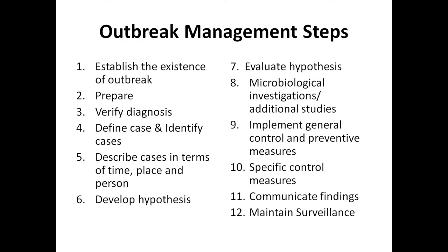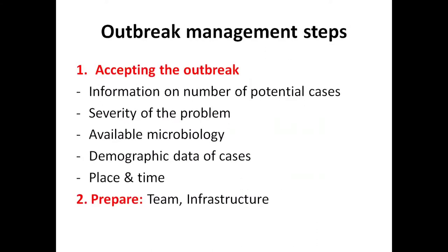So first is establishing or accepting that an outbreak has occurred. This is based on the information on the number of potential cases. As I said, that depends on how many, what the possible organism is, whether it's multi-drug resistant. Then you can decide that it is probably an outbreak. Severity of problems, available microbiology, demographic data of cases, place and time. Depending on these, one can declare that it's an outbreak.